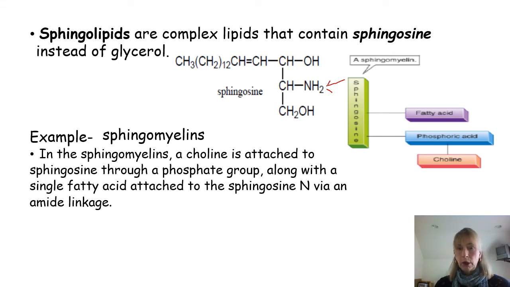We're going to have our sphingosine. This is our sphingosine right here. And we said the fatty acid is going to be attached at that amine with an amide linkage, so we'll see the fatty acid here. At the alcohol portion, we're going to have that phosphoric acid, and then attached to the phosphoric acid, we'll see our choline, which we saw earlier.